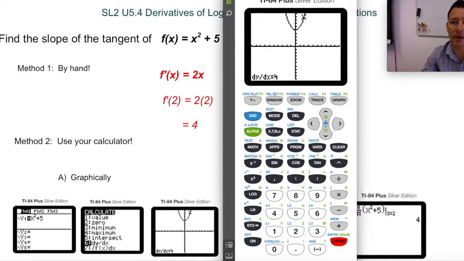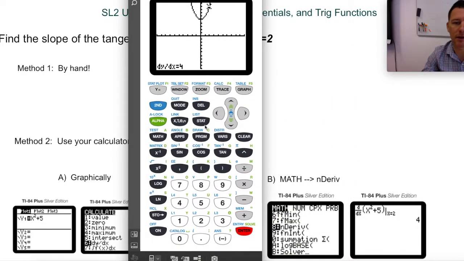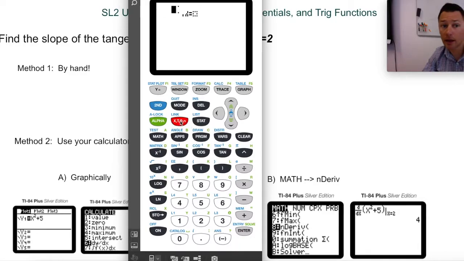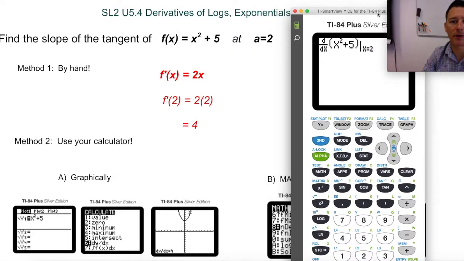Another sneaky way to do that is math and nDeriv. In the math button, you go down to nDeriv, and it says, hey, let's go dy dx. You plug your x in there, just saying that we're using the x value, and then plug your equation in, so x squared plus 5 was what we were using before, and evaluate at what x value. How about 2? And there's 4. So there are mathematical ways to find the derivatives at all those points.